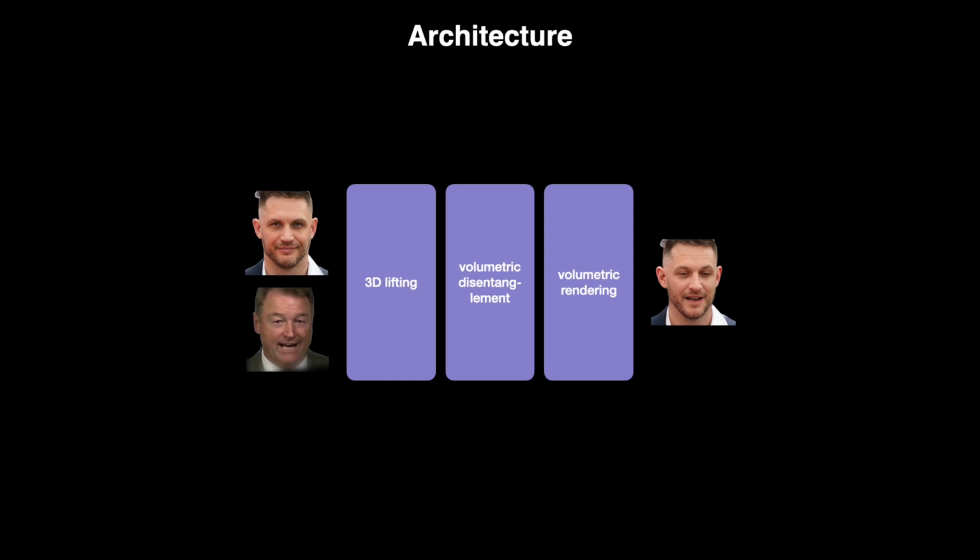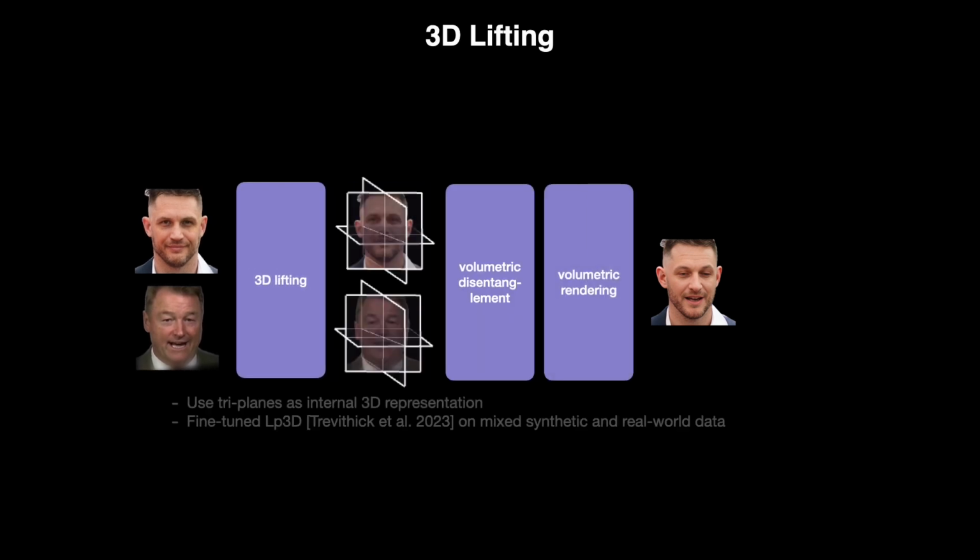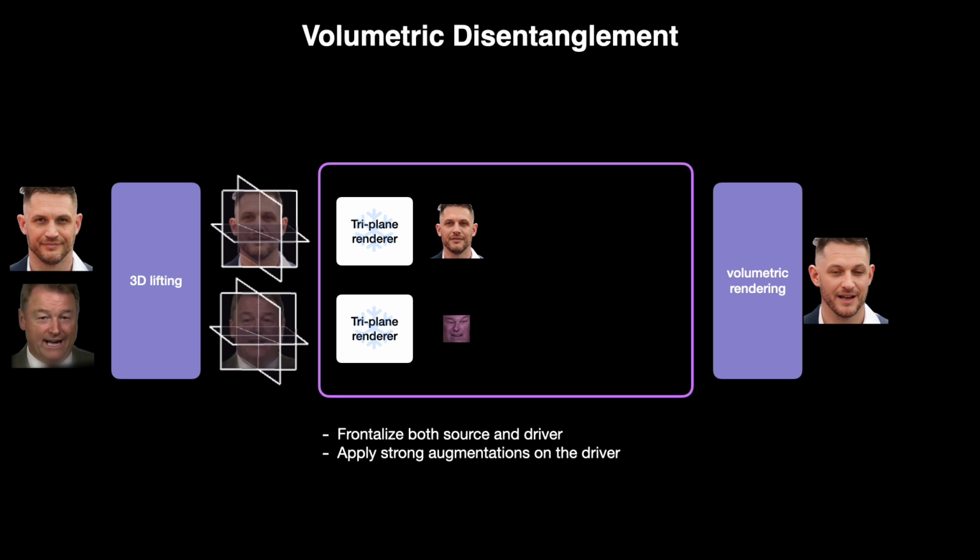Our model has 3 main components: a 3D lifting module, a volumetric disentanglement module, and a volumetric rendering module. We represent 3D avatars as neural radiance fields using triplanes, which work well with deep neural network decoders. We convert 2D images into 3D neural radiance fields using a fine-tuned version of Eg3D, a state-of-the-art 3D portrait reconstruction model. Next, we perform volumetric disentanglement to extract only the driver expressions and the source identity, independent of the pose, lighting, and expressions of the two.